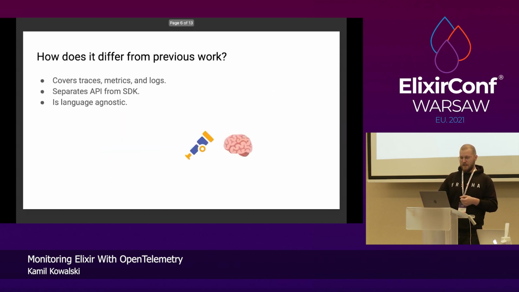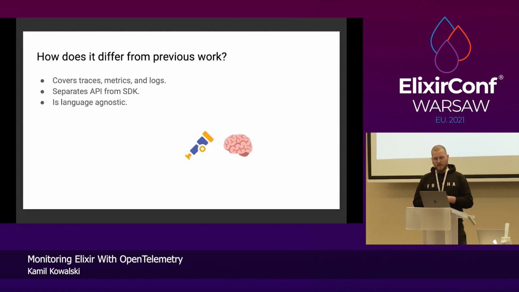Okay. So how does it differ from previous work? First of all, we used to have tools that, for example, did log aggregation well, or did traces and metrics, but didn't do logs and everything like that. OpenTelemetry covers the entire spectrum, so it defines a standard of trace aggregation, metrics, and logs.